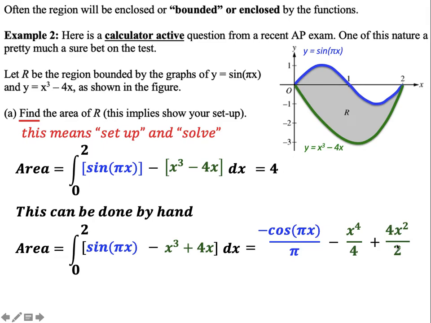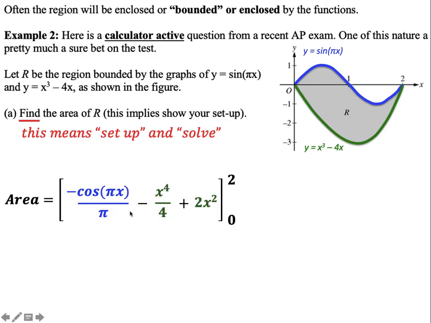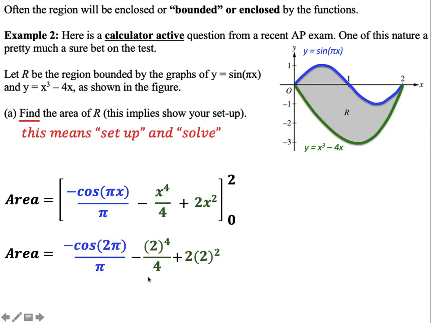So we're going to simplify that. And so that's minus cosine pi x over pi minus x to the 4th over 4. And then this simplifies to minus 2x squared. Now we can go ahead and plug in the limits of integration from 0 to 2. So when we look at that, from 0 to 2, let's plug in 2. So we plug in 2, we get minus cosine of 2 pi over pi, 2 to the 4th over 4, and 2 times 2 squared.